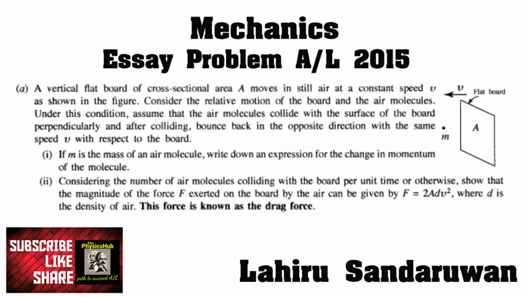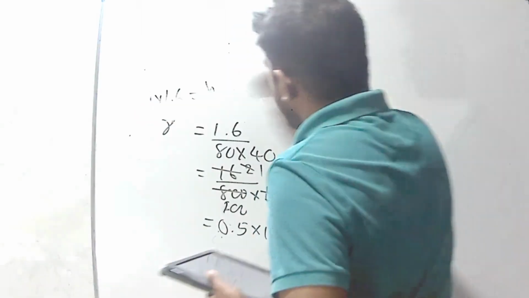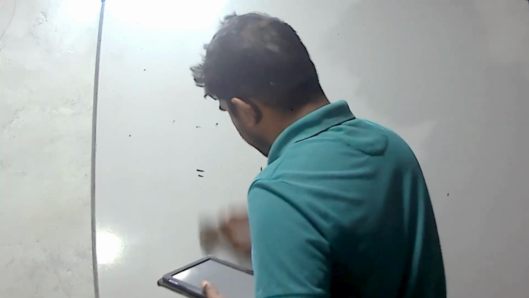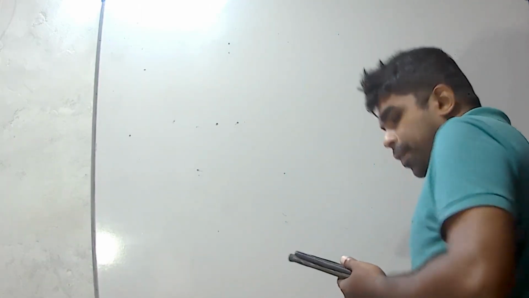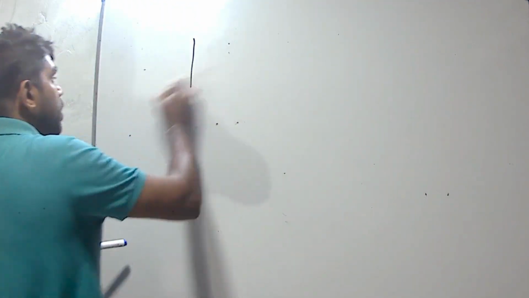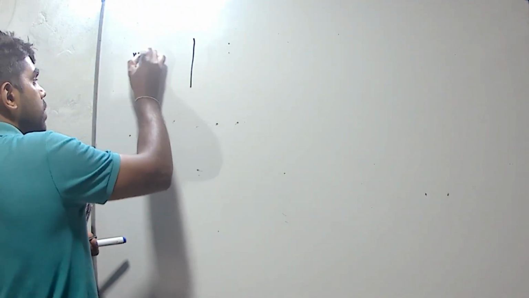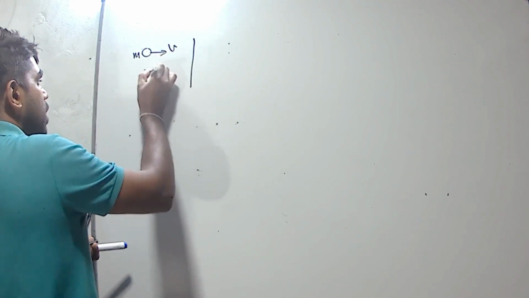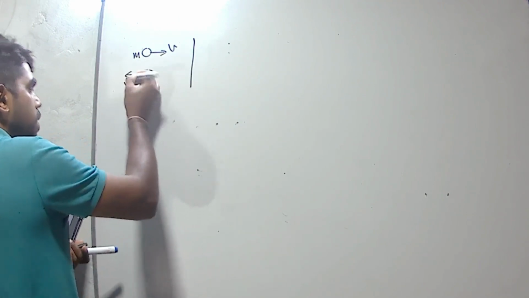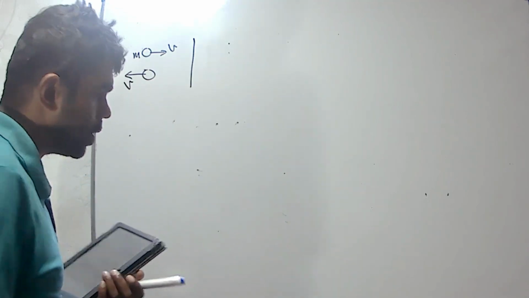Part 1. If m is the mass of an air molecule, write down an expression for the change in momentum of the molecule. We can consider the directions of initial velocity and final velocity. This one is the board. The air molecule is moving with velocity v, and after the collision it is moving with velocity v in the opposite direction.